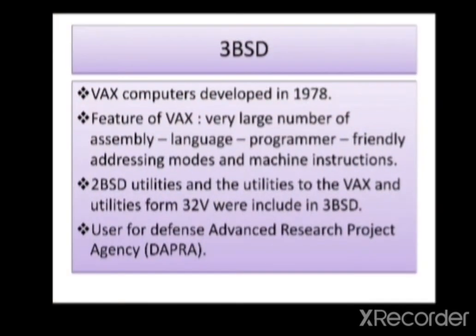3BSD. After 2BSD, the VAX computer came out. A VAX computer was installed at Berkeley in 1978. The 32V architecture did not take advantage of the VAX virtual memory capabilities. The 2BSD utilities for the VAX and the utilities from 32V were released as 3BSD at the end of 1979. The success of 3BSD was a big aspect in the Defense Advanced Research Projects Agency, DARPA.